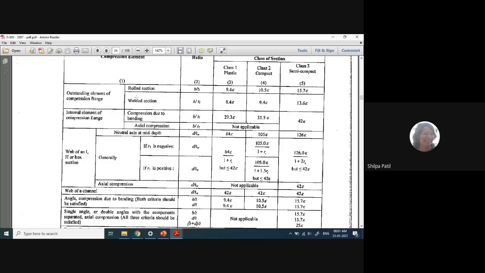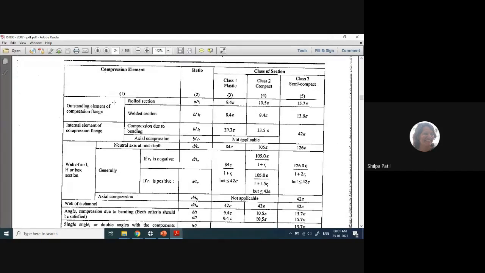Now, for your calculations, you have to refer to the first row values always, depending upon which section you select. And then you find out the B by TF value. Use B given in the corresponding diagram, and TF given in the corresponding diagram on page number 19. Okay? Any doubts in this? No, ma'am.